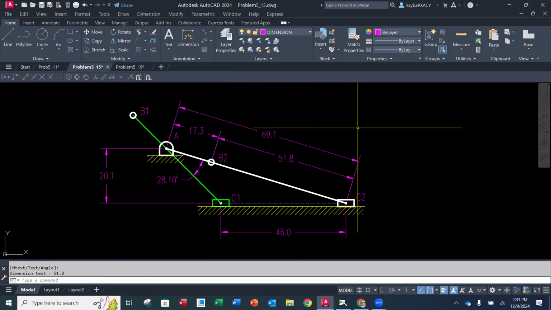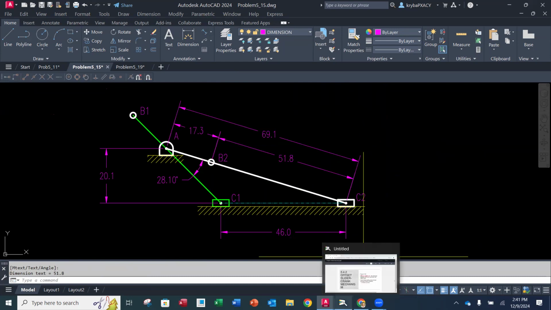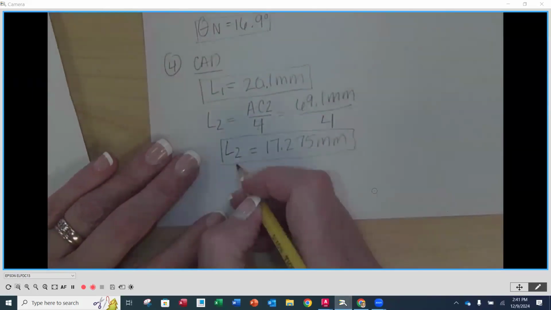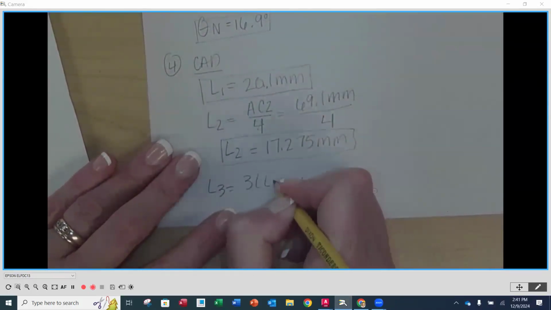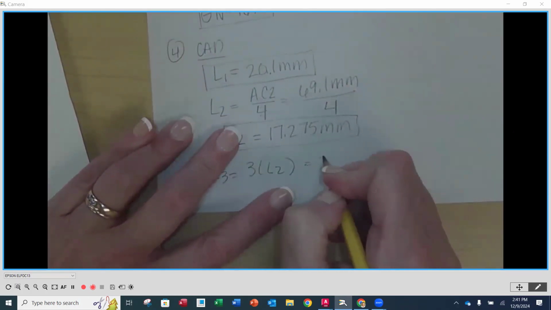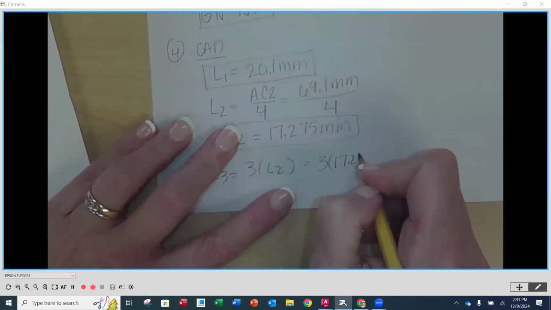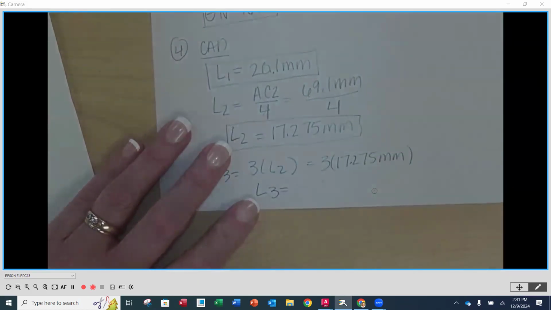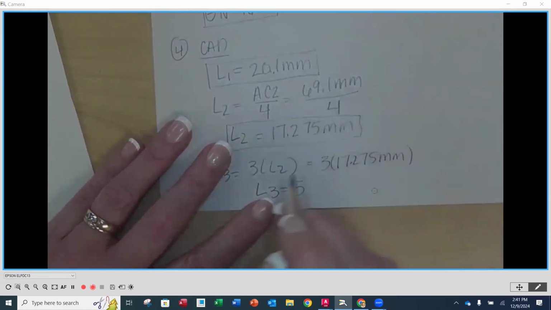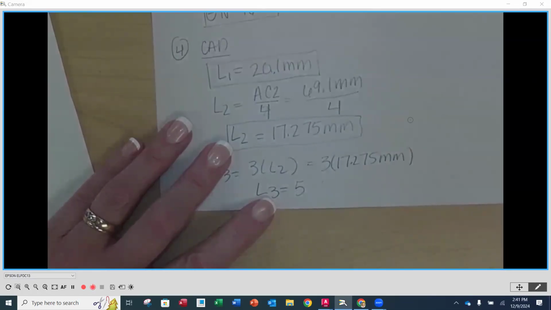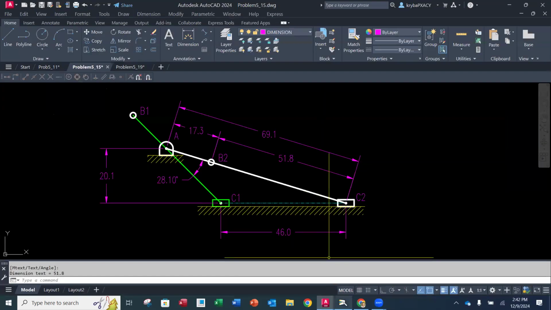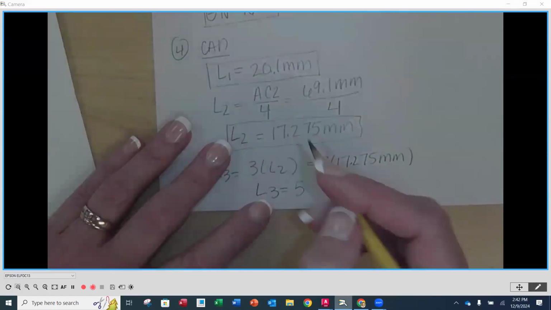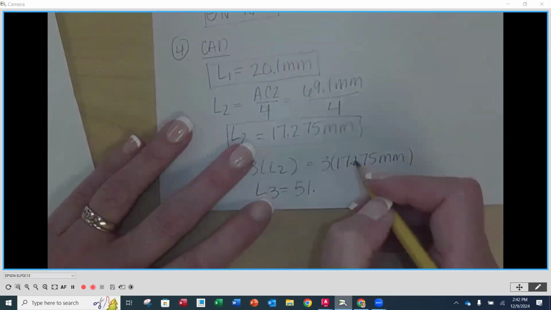51.8. But if we take 17.275, go back underneath here, L3 is going to be 3 times L2, which is going to be 3 times 17.275 millimeters. Our L3 to a couple more decimal places should be very close to the number that we got. What do you guys get for L3? It's going to be 50. What was it in CAD? I had it to 51.8, but we should get 51.7825. Yep.